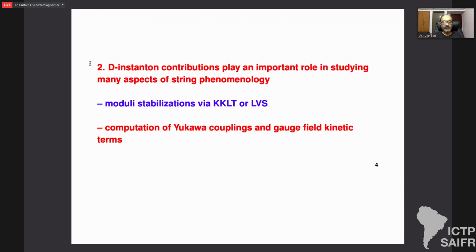The second motivation comes from more practical reasoning: D-instanton contributions play an important role in studying many aspects of string phenomenology. This includes moduli stabilization via the KKLT or LVS scenario. And in a given compactification, the computation of Yukawa couplings or gauge field kinetic terms often depends on D-instanton corrections.